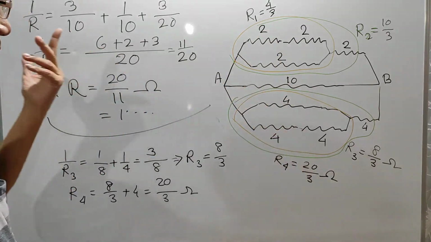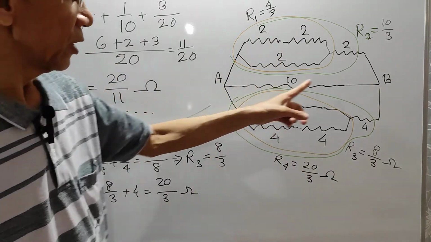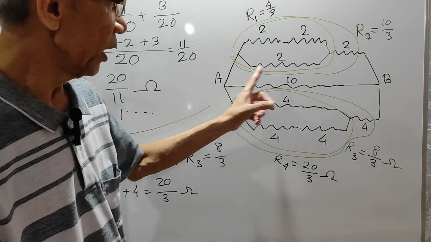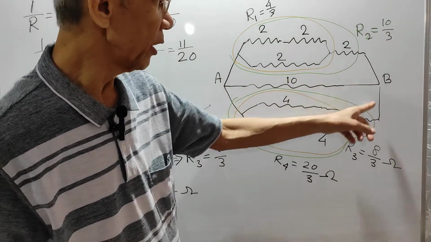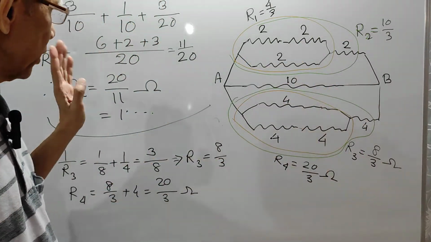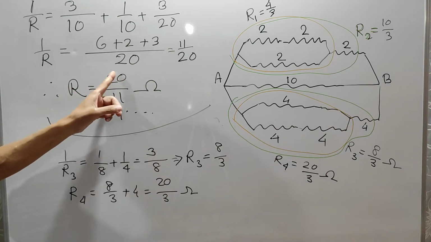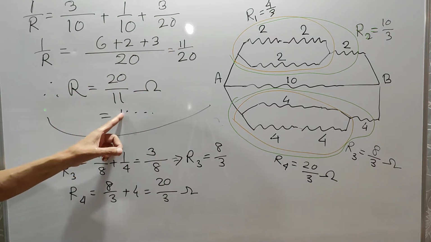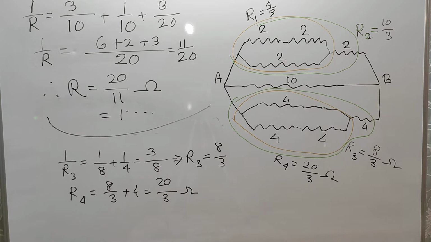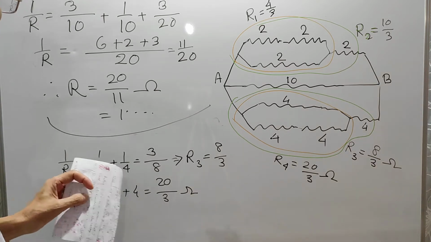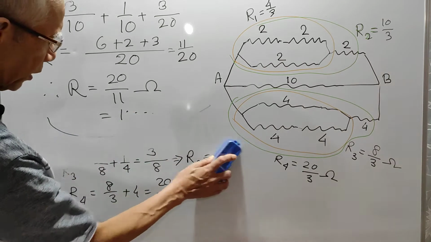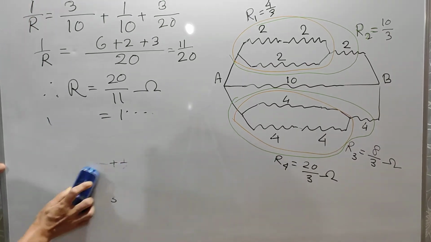And then use the formula, and finally we get the equivalent resistance between A and B. Between A and B, that means for the whole group, what is the equivalent resistance? 20 by 11 ohm. So 20 by 11 will be 1 point something. All right. So this is about electricity. Now next one also from electricity chapter. Next question also from electricity.